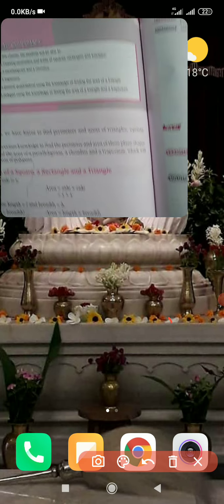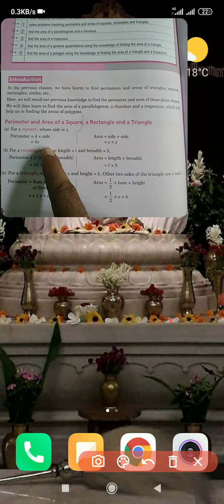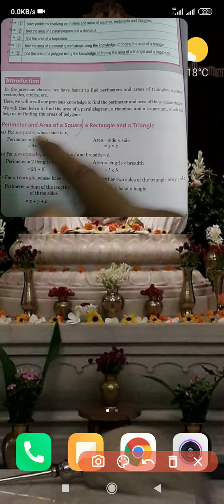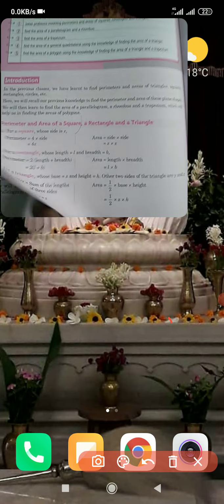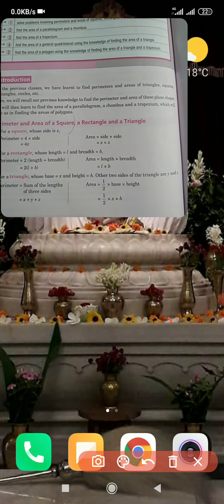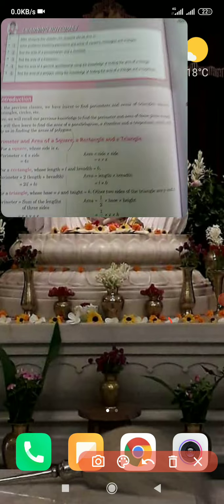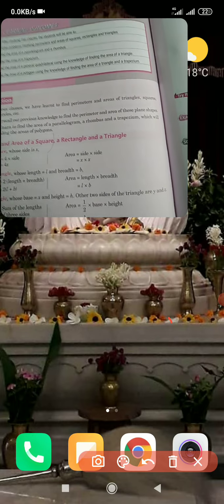If you don't know the formula, if you can't remember the formula, for perimeter it is very easy. You just have to add the boundaries or add the sides all together. But you have to remember the areas of 4 of them: for square, rectangle, triangle, and for circle.